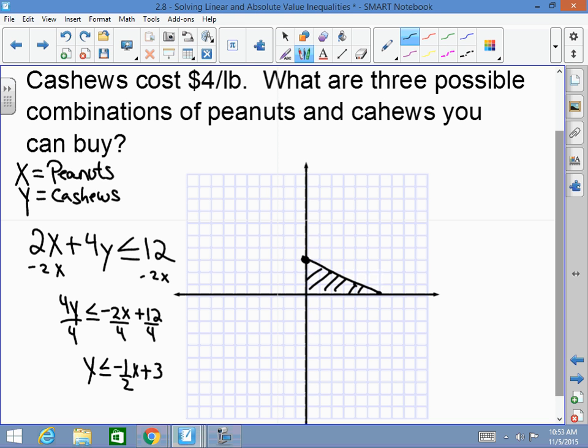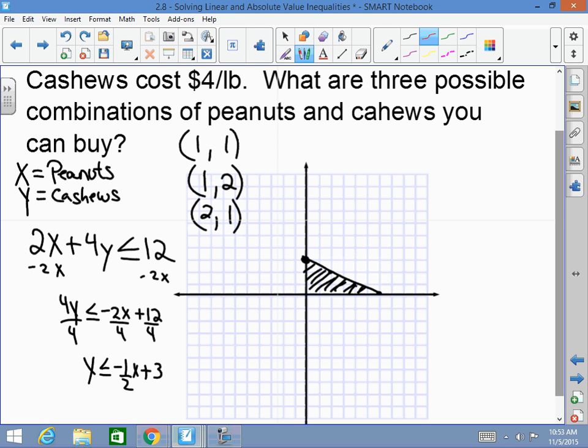So now the question here is, what are 3 possible combinations? Give me anything inside of that area. You could have a pound of each. You could have a pound of peanuts and 2 pounds of cashews. You could have 2 pounds of peanuts and 1 pound of cashews, and anything else inside of this area. Now, this is one way to graph it. But there's another way to graph it that could have been a lot easier.